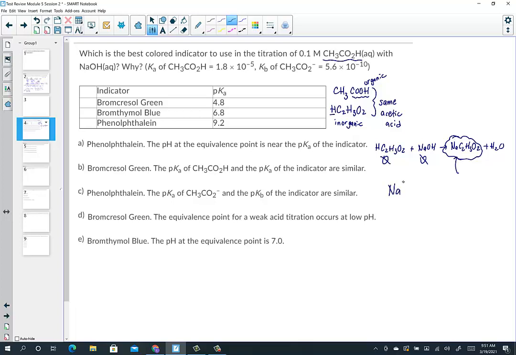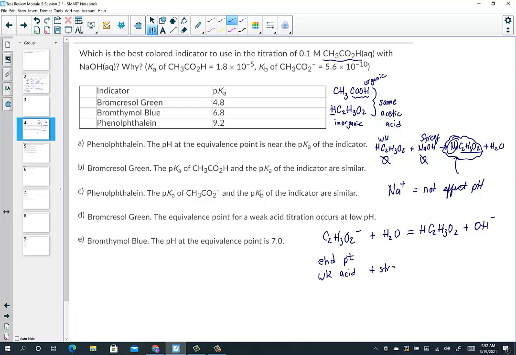We know that the cation of a strong base will not affect the pH, right? Its parent is a strong base, so no effect on pH. However, the anion of a weak acid will hydrolyze to create a solution of high pH. Let's take a look why. When acetate is formed, sodium acetate, acetate is the anion of a weak acid. We know it will hydrolyze to produce its conjugate acid and the hydroxide ion. So at the end point, we've learned of a weak acid plus strong base, the end point is going to be slightly basic.